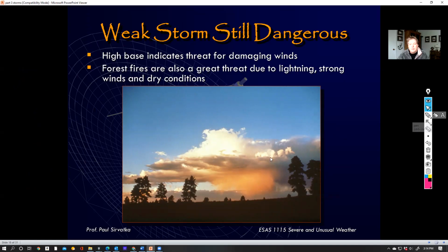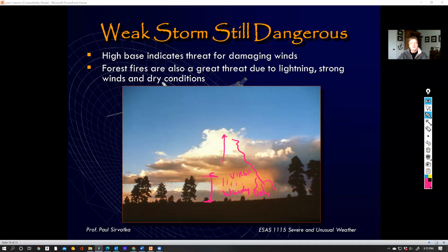It's a weak storm. Notice it doesn't have a very high top, and the base is very high above the ground. But if it's a thunderstorm, this can still produce lightning. Notice that a lot of the rain is evaporating, so that's virga. It doesn't have much rain, but there's outflow. It's windy, dry, low relative humidities, and lightning.